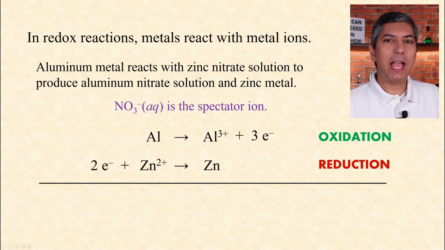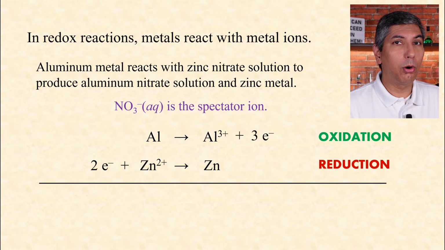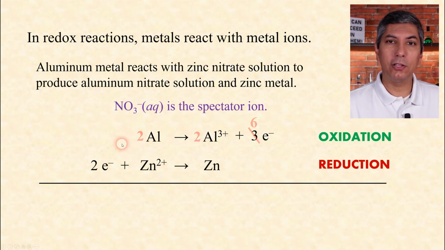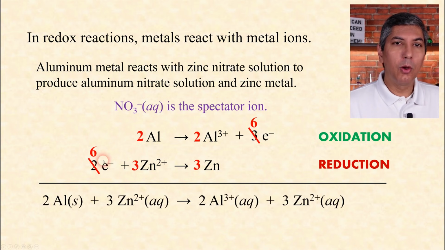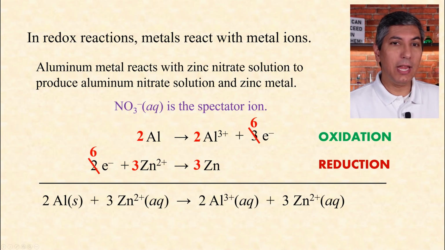When we add these half reactions together to find the overall balanced equation, we add them in such a way so that the electrons cancel out completely and don't appear in the overall equation. That means we need to multiply the first half reaction by 2 and the second half reaction by 3. That way, the 6 electrons disappear when we add the two half reactions together to get the overall equation.